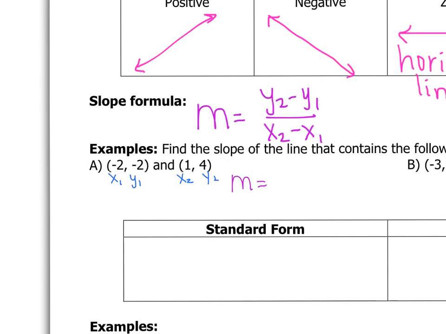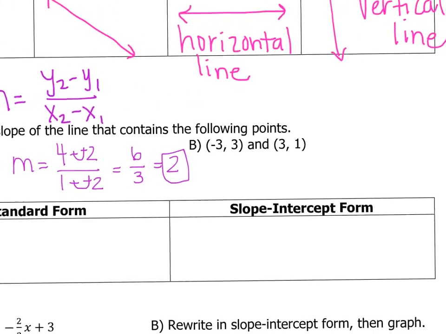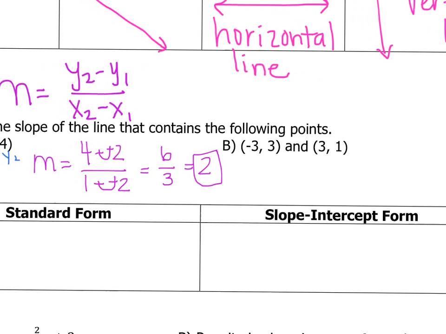So m equals y2 is 4, minus y1 is negative 2. So this is minus a negative 2, all over x2 is 1, minus x1 is negative 2. Anytime we have minus a negative, we'll make that a plus. So 4 plus 2 is 6, 1 plus 2 is 3. The slope of this line is 2. Go ahead and take a moment in your notes to do example B.